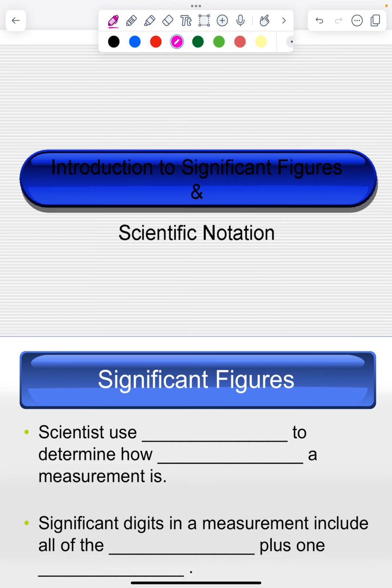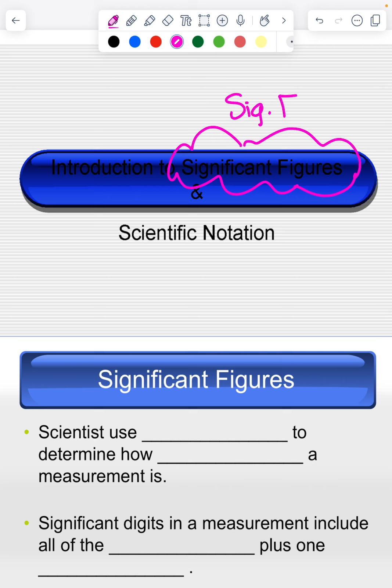Good morning. Okay, so today we are going to continue with review. Today we're really going to focus on significant figures. Remember, we call these sig figs. You'll see them as significant digits also. They're all the same thing.